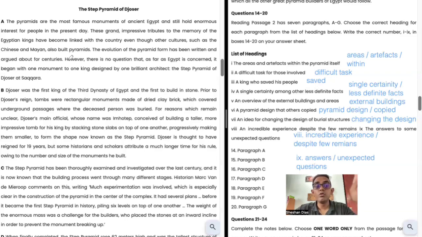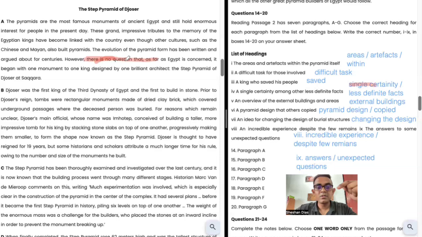Okay, here we do find one of our keywords, which is there is no question that as far as Egypt is concerned. So they're giving a very, very definite fact. There is no question, undoubtedly. All right, check this part. So where did we write undoubtedly? We said, here we are. We said single certainty, right? Okay, great. We did get an idea now.